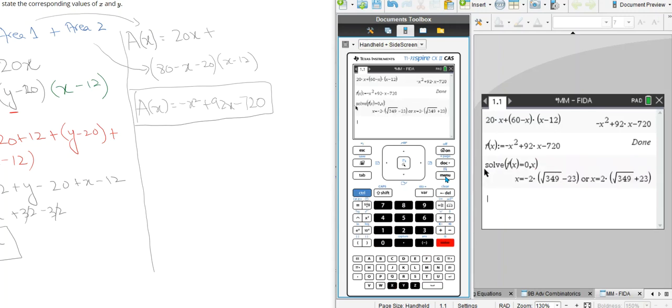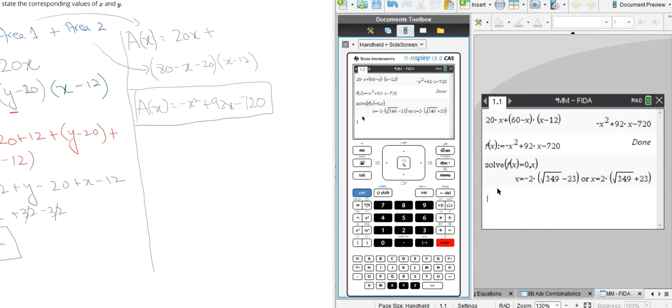And guess what these are? This is your domain. Okay, so the -2 times root 349 minus 23, whatever that is. If you want to check whether that domain actually makes sense or not, so let's say if this negative value was giving us a negative answer, would you include that part of your domain? No, you wouldn't. So you'll start from 0 to this answer, which we're going to assume now is a positive.